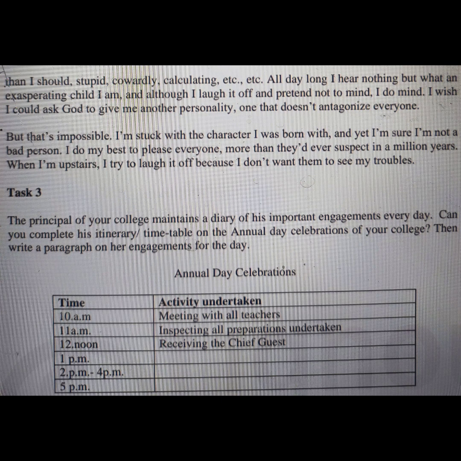Annual day celebrations. Time. Activity undertaken. 10 a.m. Meeting with all teachers. 11 a.m. Inspecting all preparations undertaken. 12 noon. Receiving the chief guest. 1 p.m. 2 p.m. 4 p.m.